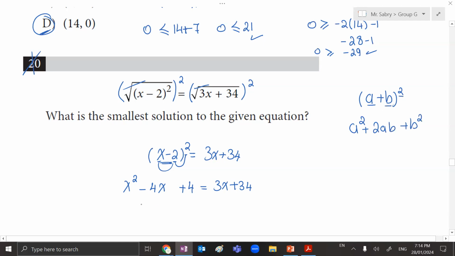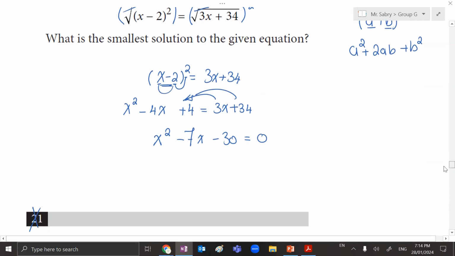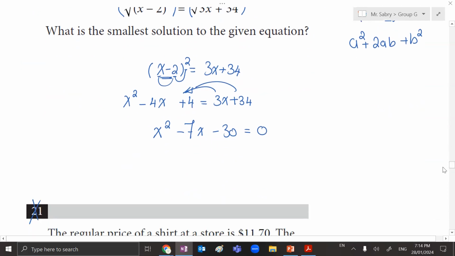Now, because I have a quadratic equation, I'll move everything to one side. I'll have x squared minus 4 minus 3, which is negative 7x, and then 4 minus 34, which is negative 30. All is equals to 0. I'll take this and do mode 5-3 on a calculator. So 1, negative 7, negative 30, and it's negative 3 and 10. I got x equals to negative 3 and x equals 10.